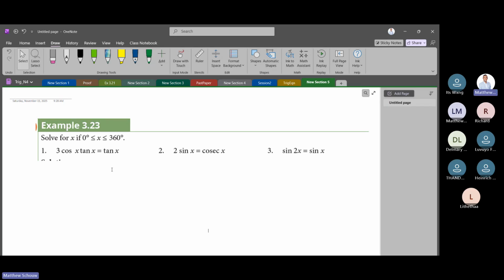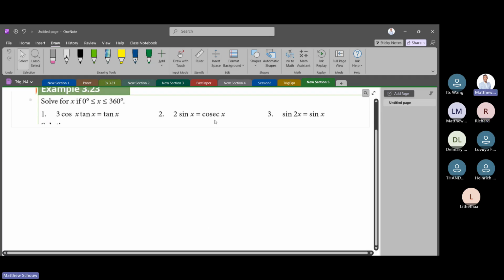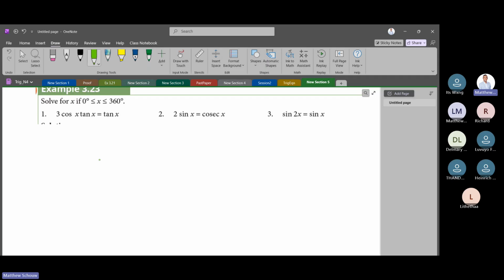Julio, Richard, Dalmarie, Ashwin. Yes. Yes, we will give it a try. Yes, thanks. Okay, let's look. So I'll do the first one. Maybe you can try the second one, and you can try the third one.